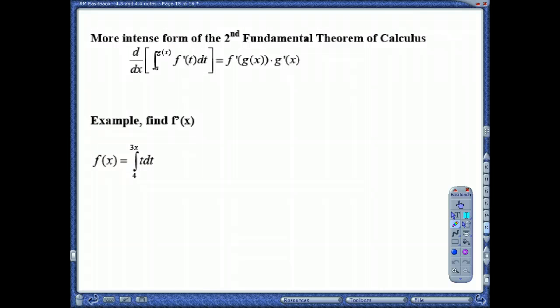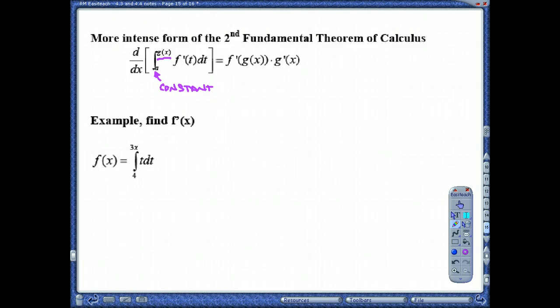Okay, now the more intense form of the second fundamental theorem of calculus. You knew it couldn't be that easy. Now what's going to happen is what we have up here maybe isn't just an x. Maybe it's a function involving x. Like in our example here, we have 3x. This still has to be a constant. It has to be a pure number.